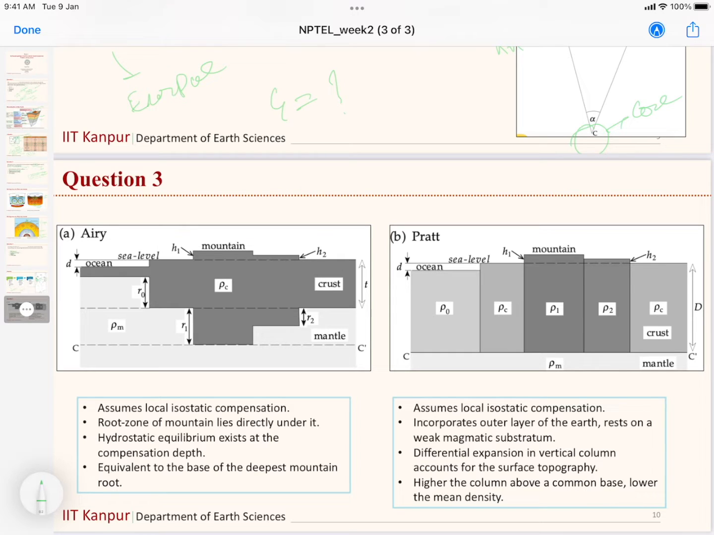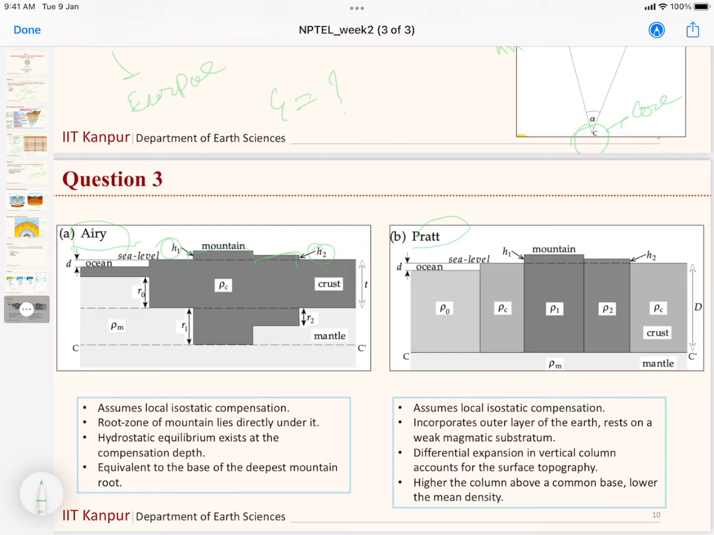The first one is the Airy model, and he is also one of the scientists involved in this isostasy work, and the other is the Pratt model. So first let's understand the Airy model. In this Airy model, you can see, suppose we have an extra mass in the form of a mountain. Definitely mass is there, so you will feel a different gravitation value as compared to the other area. This mountain height is h1. Now you have another mountain of a lesser height, h2.